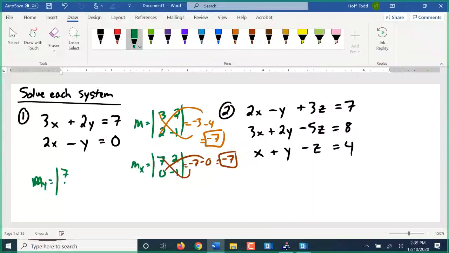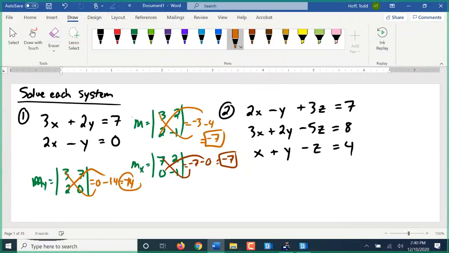We have 7, 0, 2, negative 1, giving us negative 7 minus, oops, sorry. Let me try that again. I got that backwards. For the Y matrix, we got 3, 2, 7, 0. That looks better. Giving us 0 minus 2 times 7 is 14, is negative 14.